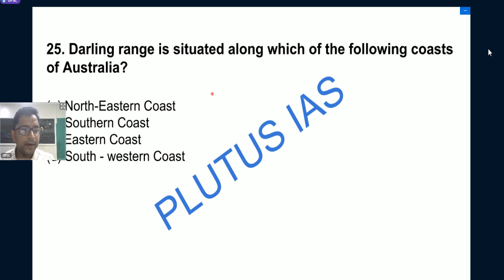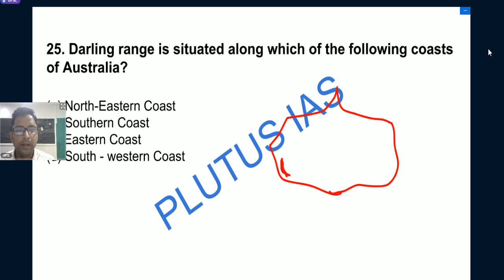Then question number 25. Darling Range is situated along which of the following coasts of Australia? So Darling Range is present here. Okay, southwestern coast.